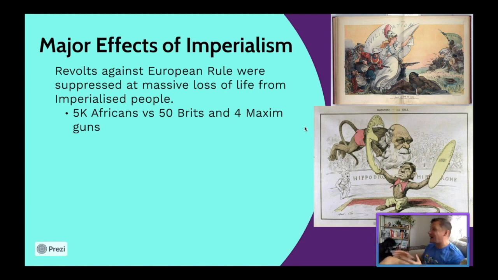One particular instance was when 5,000 sub-Saharan Africans, made up of a conglomeration of Zulu tribesmen and other people, tried to take over a military installation being held by 50 British men and 4 Maxim guns. And not a single one of those 50 British men died. Four Maxim guns were all they needed to suppress a group of 5,000 Africans. So what does that demonstrate to us? That the tribes and the groups of people that were taken over by the Europeans in the late 1800s had no ability to stop this movement.